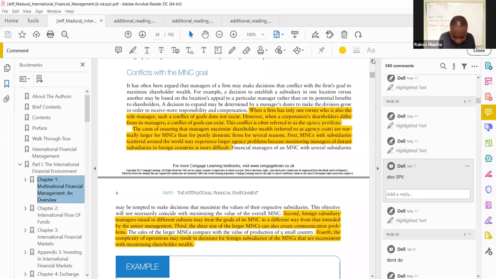The second reason, they say, second, foreign subsidiary managers raised in different cultures may treat the goals of the multinational corporation in a different way from that intended by senior management. So people from different cultures and different backgrounds are going to be behaving differently as well.